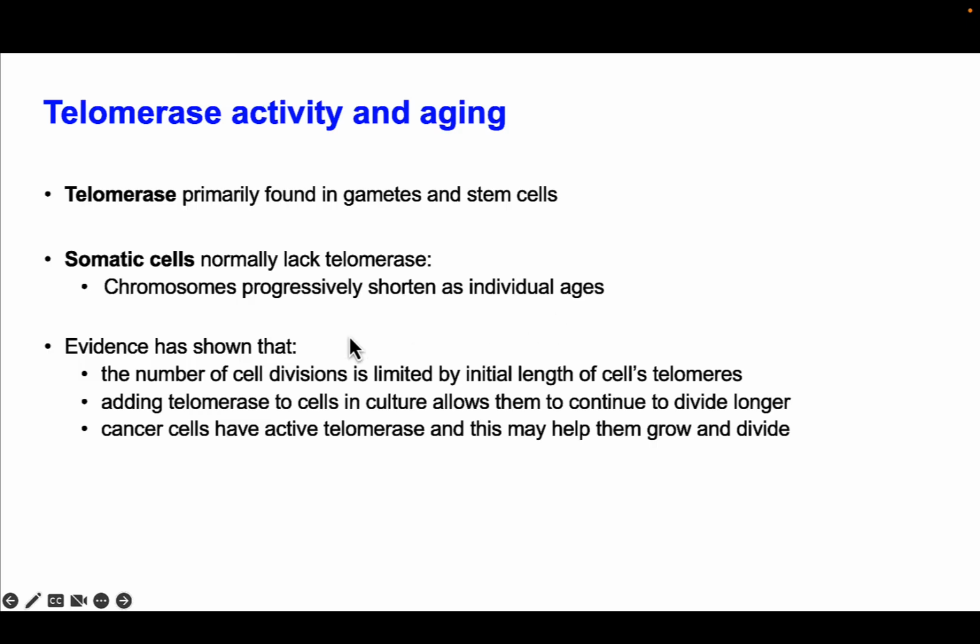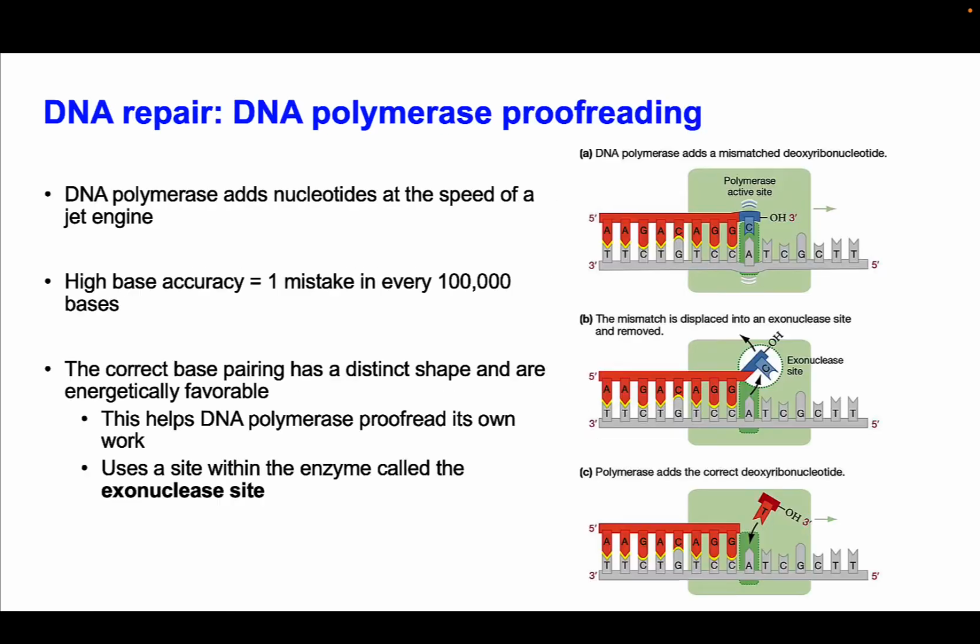There's a lot of really interesting work going on right now looking at telomerase, and so far evidence has shown that the number of cell divisions is limited by the initial length of a cell's telomeres, and that adding telomerase to cells in culture actually helps them to continue to grow and divide longer. So could this be used to combat aging? Alternatively, cancer cells have been shown to have active telomerase in their somatic cells, and this may help them grow and divide. So perhaps targeting telomerase in cancer cells may be a beneficial therapeutic. So that's really interesting ongoing work.